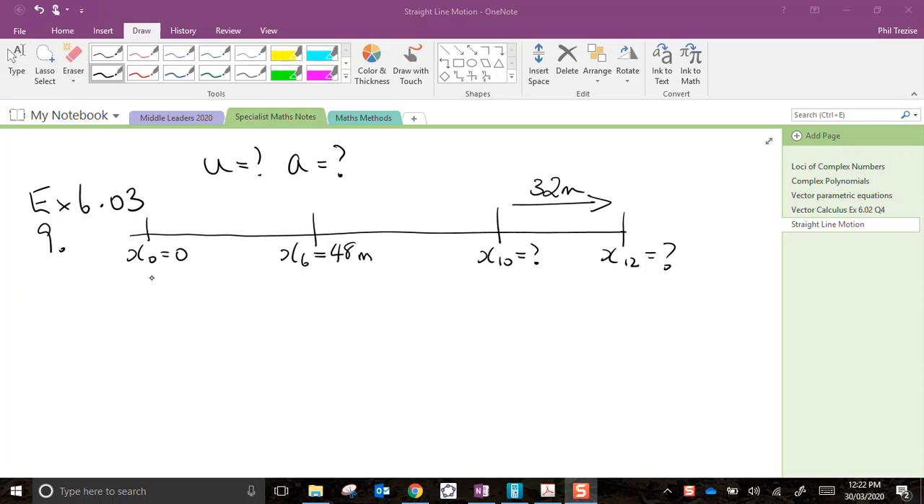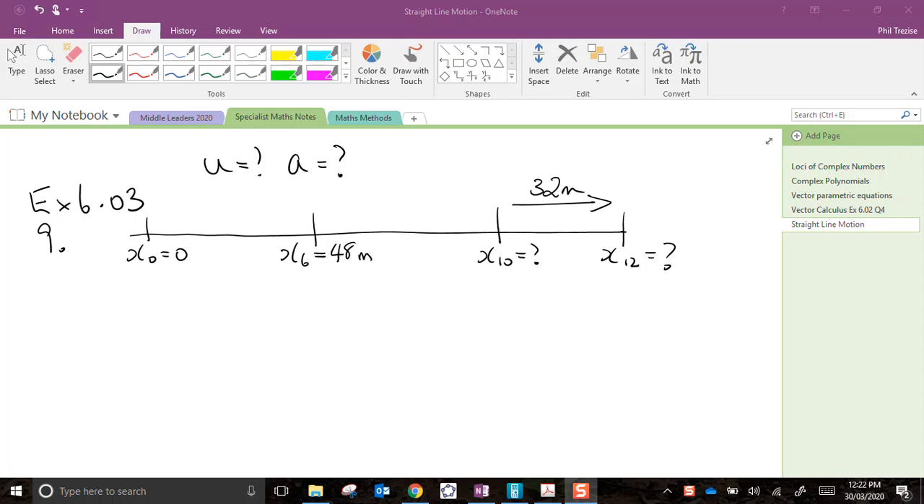So what I've done here is I've decided that the train starts from the origin of our coordinate system, so x0 equals 0 metres. After 6 seconds, that's what the 6 here, x6, means, after 6 seconds, the train has travelled 48.